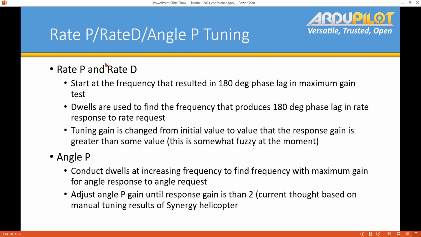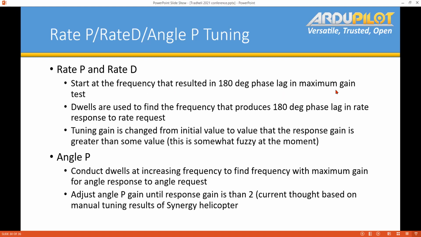So the rate P, rate D, angle P tuning, still a little fuzzy right now, trying to really figure that out. Rate P and D is kind of the next one that I would do if I was going to do a full tune, starting with the rate D probably. And basically you look at the frequency that results in 180-degree phase lag.